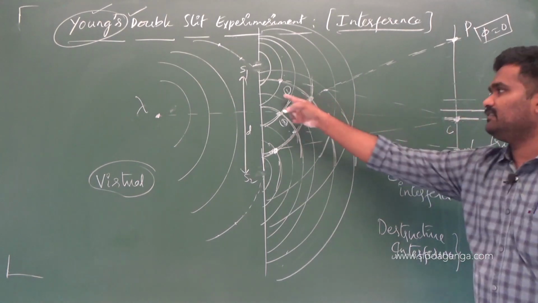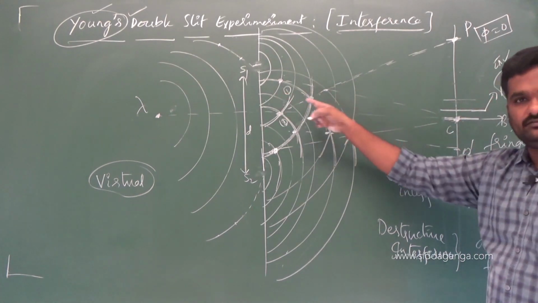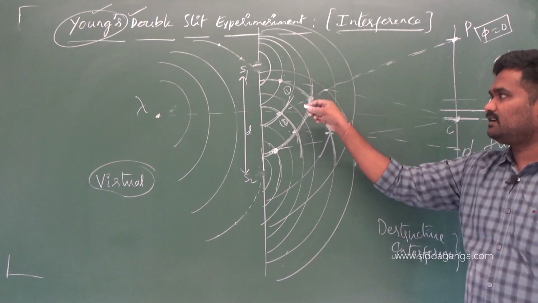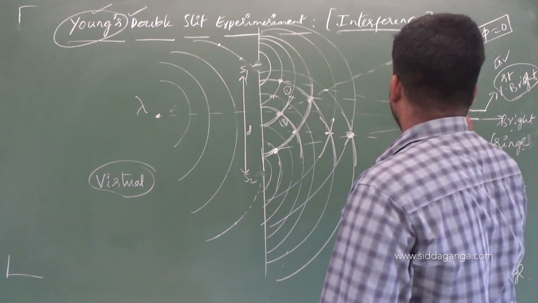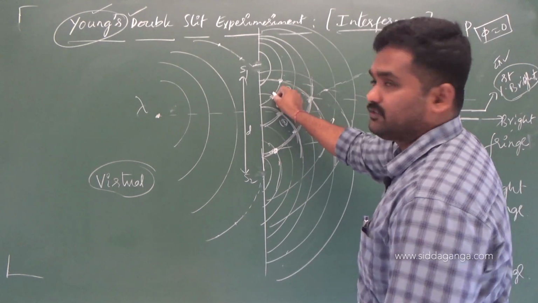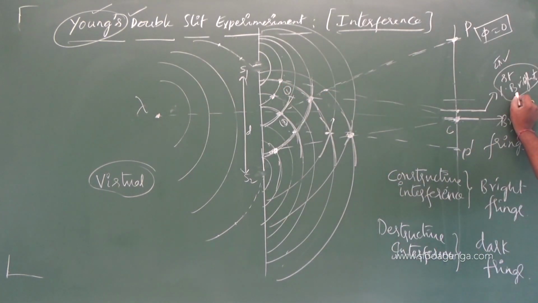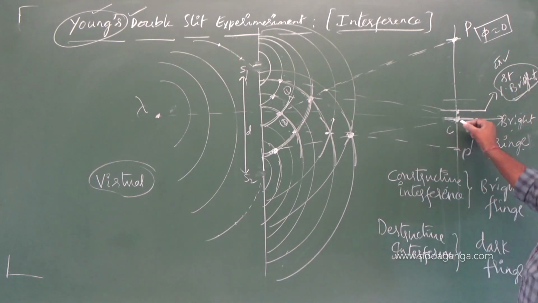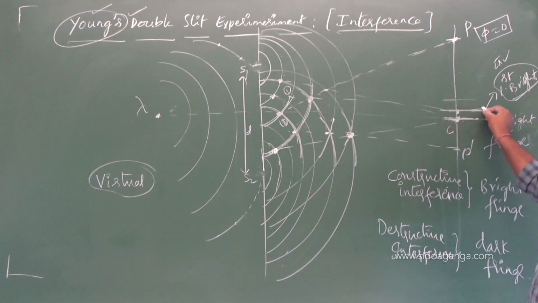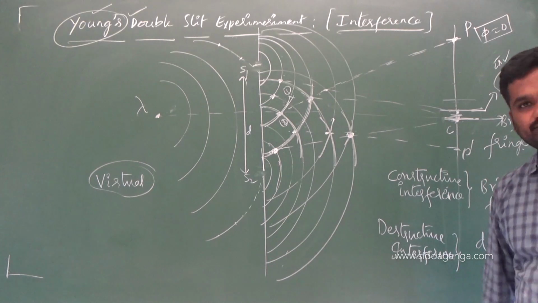Two waves having a phase difference of 2π are superposing here. What type of interference is going to be formed? Constructive interference, and that too the first bright fringe is going to be formed. In between this central bright and the first bright fringe, we have one dark fringe.